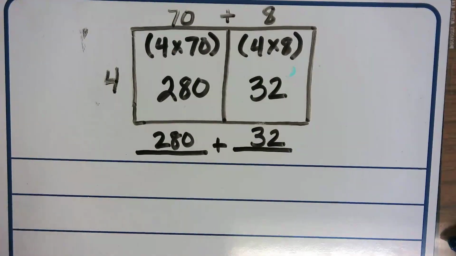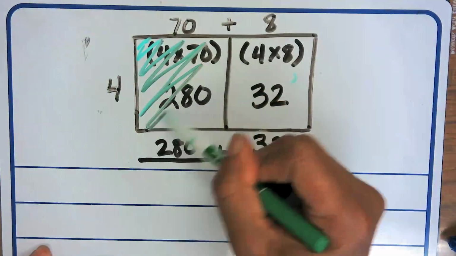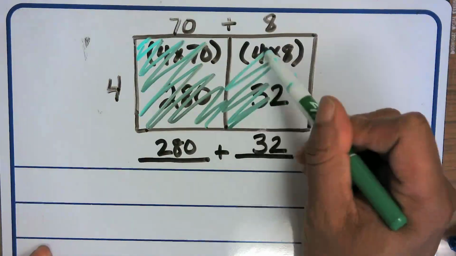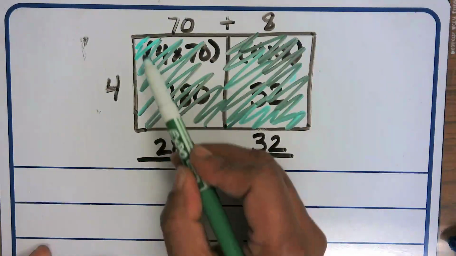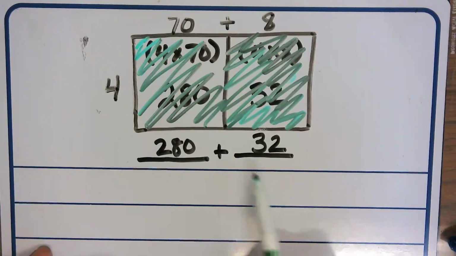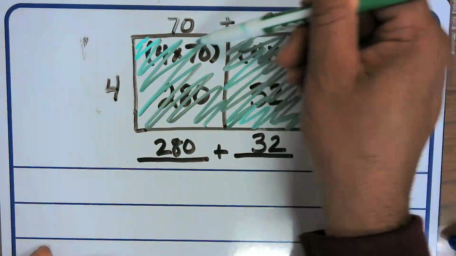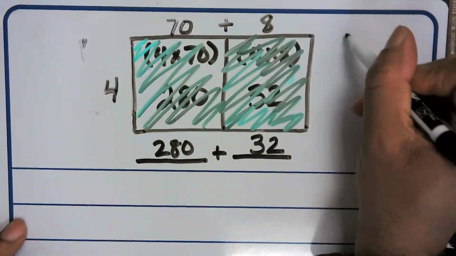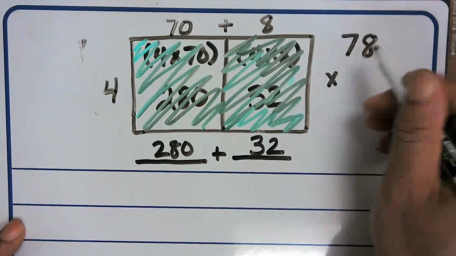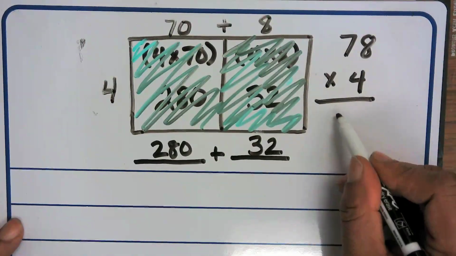So hopefully now you've noticed, and I'm going to mess this model up just so you can understand, this whole rectangle has now been solved for, just like if we were trying to find the area of this figure. And when I add them all together, now I know that all this space inside for 4 times 78 is 78 times 4. And my second partial product is 32.